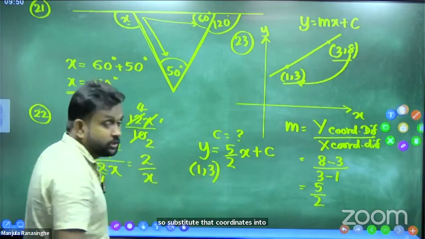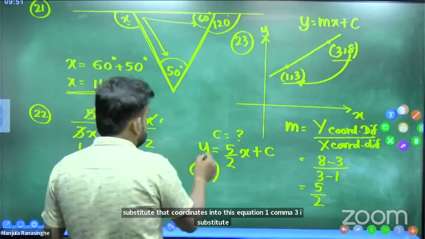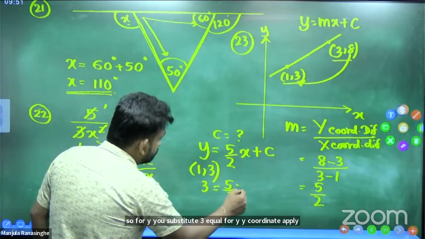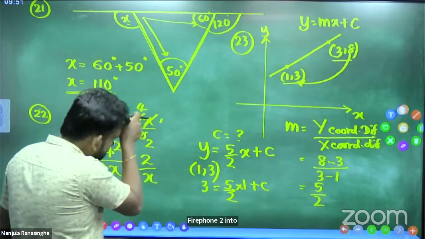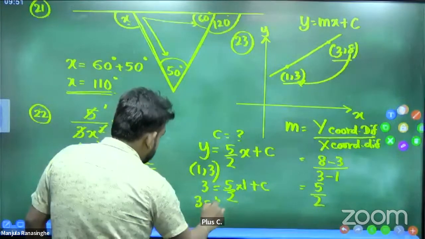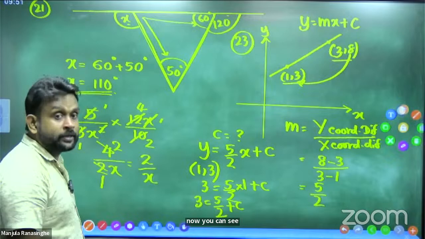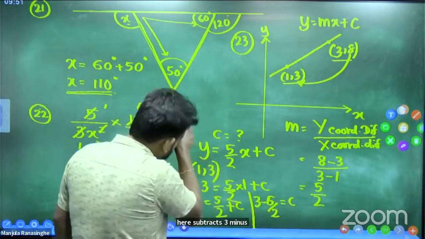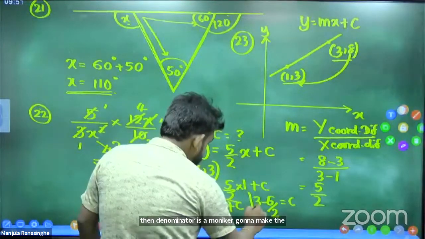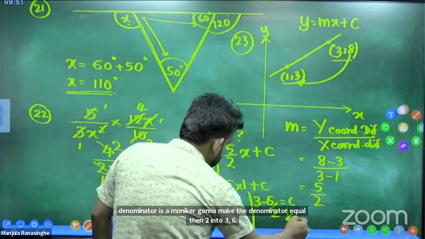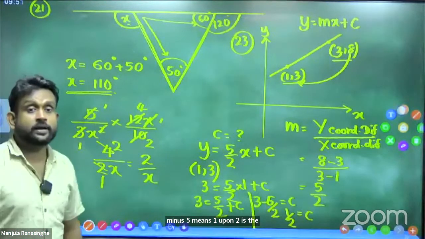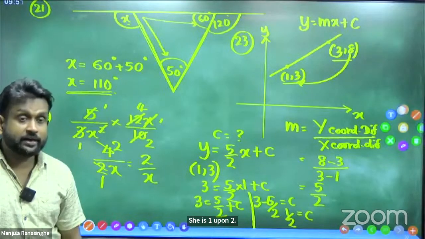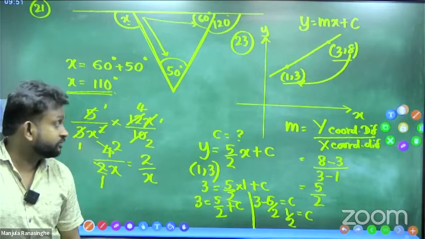I substitute (1, 3). The first one is x, the second one is y. So for y you substitute 3, and for x you substitute 1: 3 equals 5 upon 2 into 1 plus c. Then 3 equals 5 upon 2 plus c. Subtract: 3 minus 5 upon 2 equals c. Make the denominators equal: 2 into 3 is 6, minus 5 means 1 upon 2 is c. C is 1 upon 2. That would be the hardest question in the straight line graph.